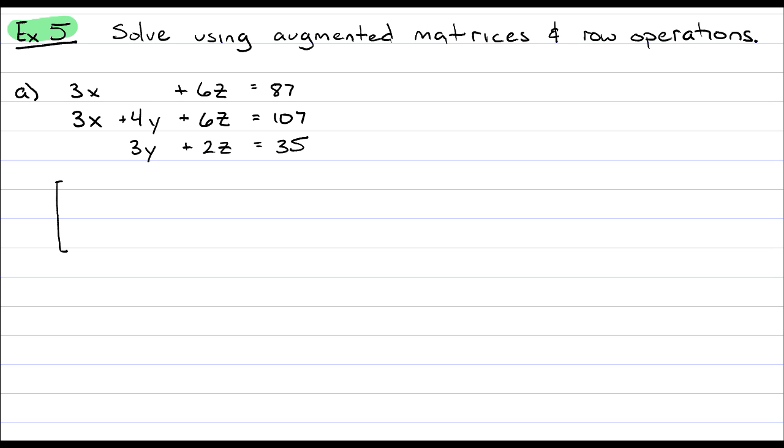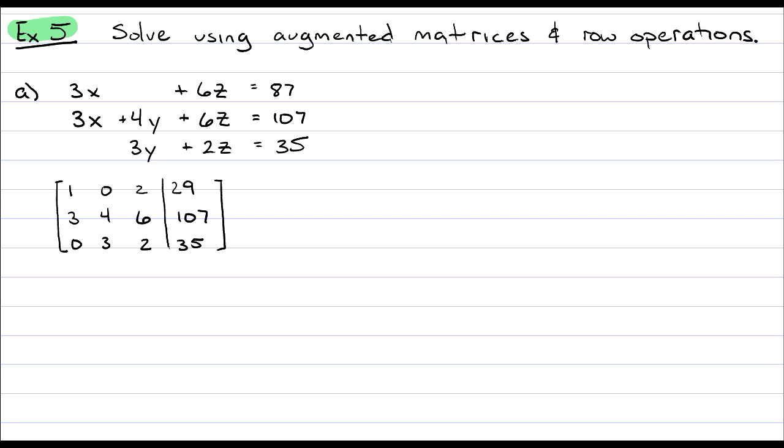Looking at the very first row, it looks like everything in that row is actually divisible by 3. So I'm going to go ahead and do that division as I put it into the augmented matrix. So I'm going to get 1, 0, 2, 87 divided by 3 is 29. And then I'm going to have 3, 4, 6, 107. The second row isn't divisible by anything, so I leave it alone. Just like the third row, it is also not divisible by anything, so I'm going to leave it alone as well.